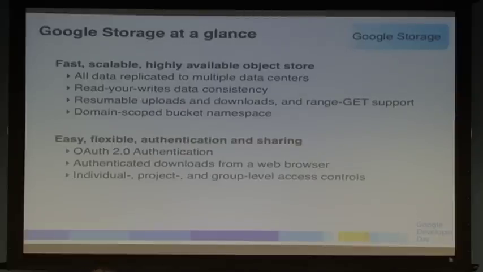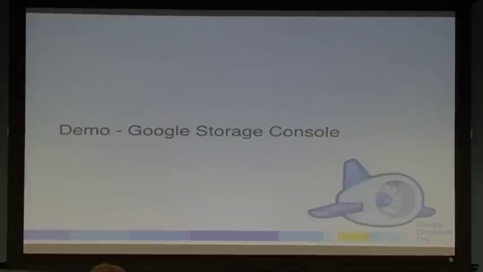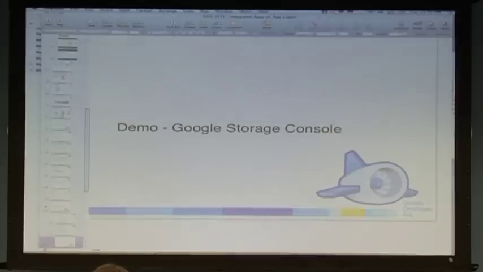So the big thing about Google Cloud Storage to understand is that your data is replicated to multiple data centers. We have read-your-write consistency. So when you put an object, it is instantly, you will get the correct version when you read it, as long as you reference that ID. We have resumable uploads, downloads, and domain-scoped namespaces if you're using Google Apps domains. And then we have, of course, the OAuth authentication and sharing. So it makes it really easy to persist your data. And so let me show you what that looks like.